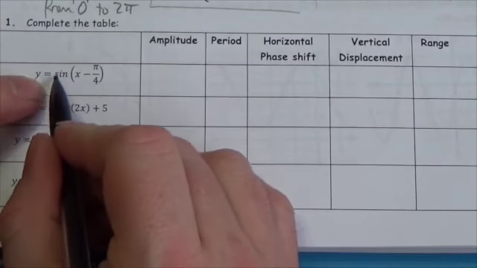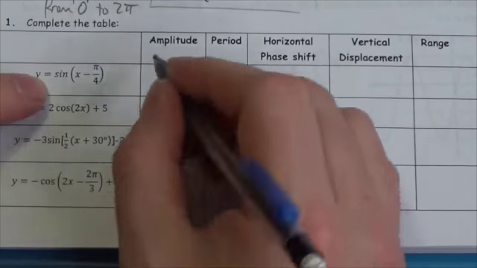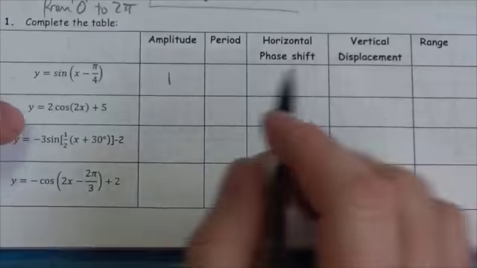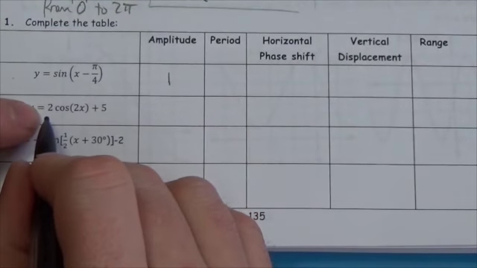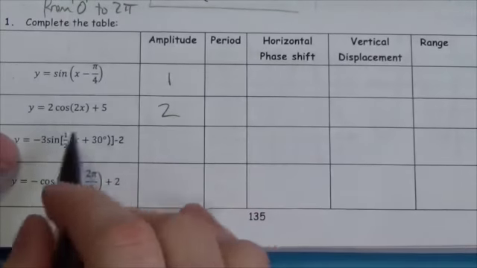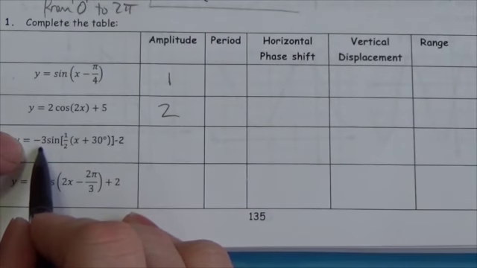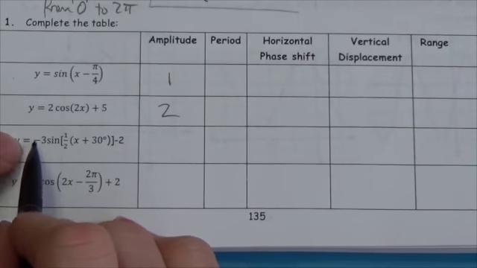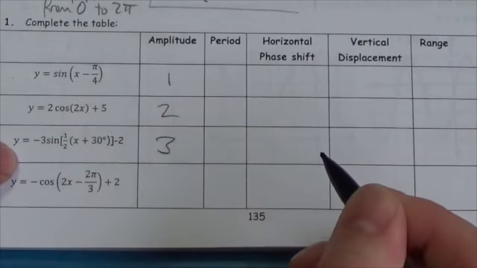So in this case right here, the coefficient in front of the sine is 1. Amplitude is 1. Here, the coefficient in front of the cosine is 2. The amplitude is therefore 2. That's the vertical stretch. Now the coefficient here is -3, but as I've been trying to say over and over again, not negative. This is going to be +3.